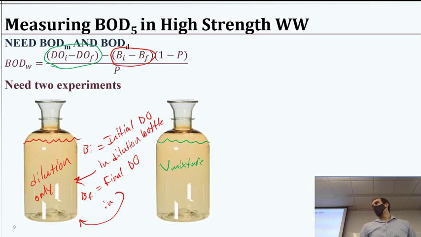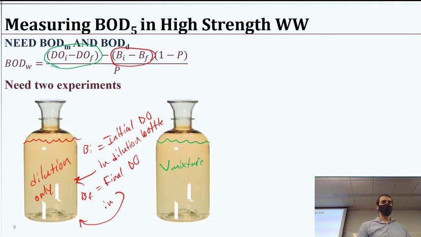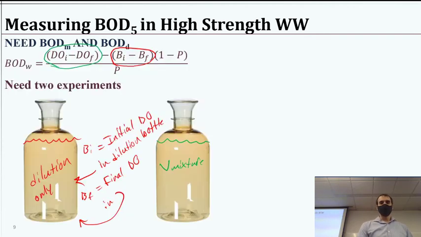Okay, so that's the way we can identify and measure, and we'll have this one on your equation sheet as well, I think. Maybe I'll double check that with you in a minute. But essentially, if you have this equation, you should be able to recognize that when we make a measurement for the BOD of the mixture, that's going to be the dissolved oxygen initial minus final. The BOD of the dilution is the same thing except in the other bottle, the dilution only bottle.